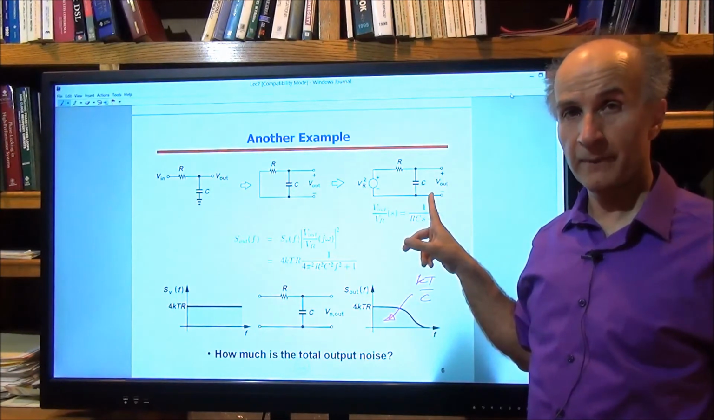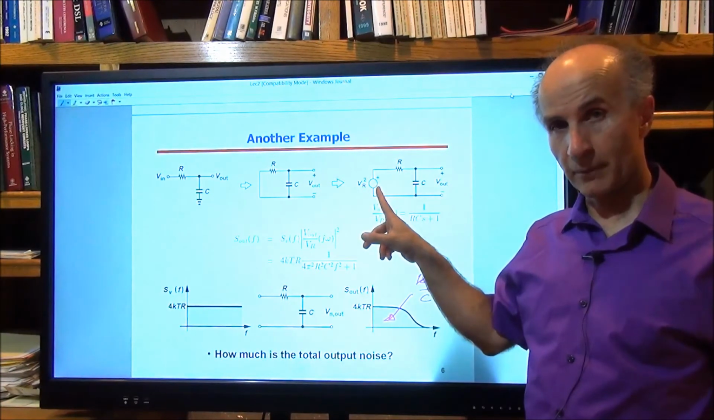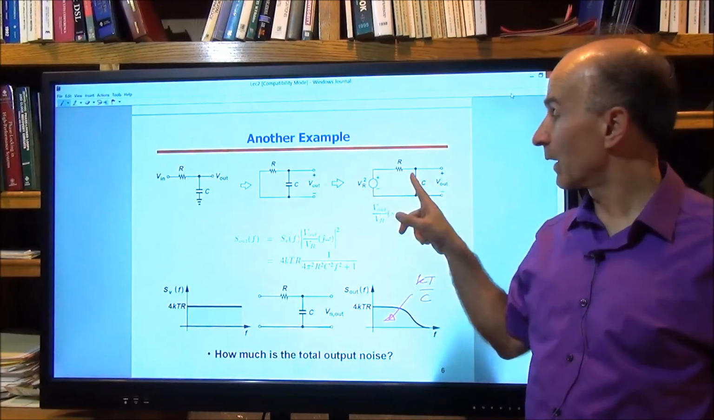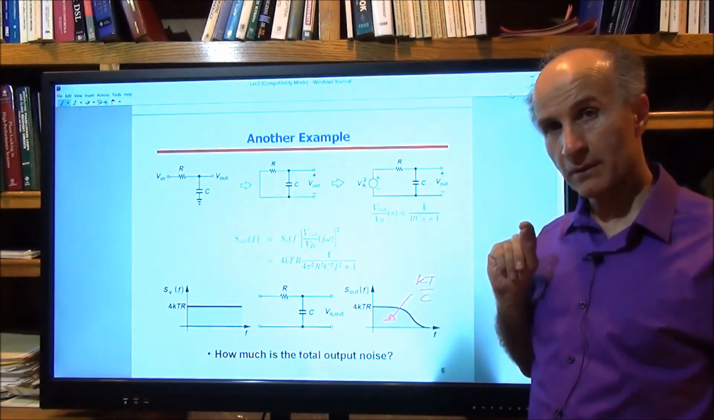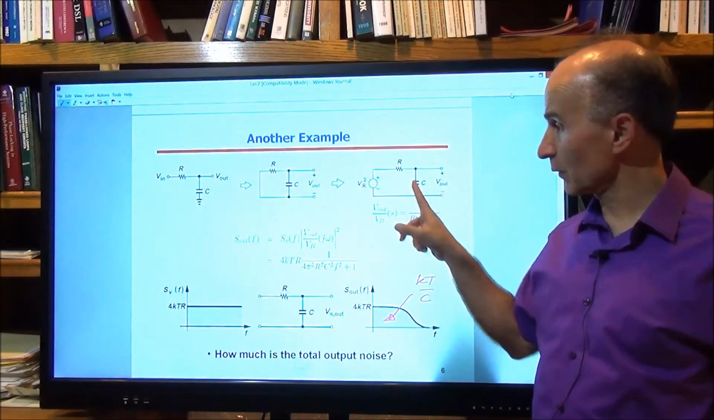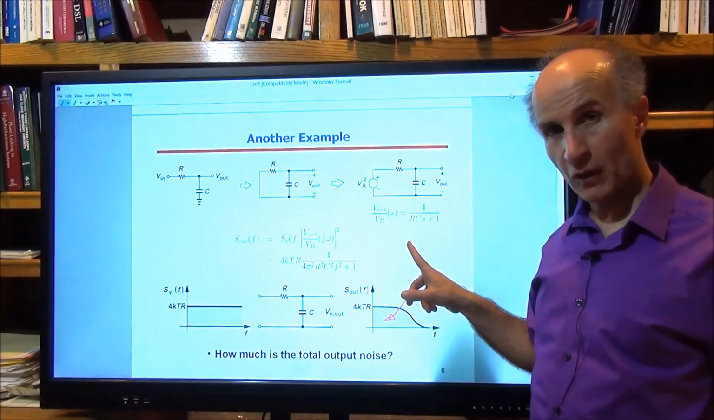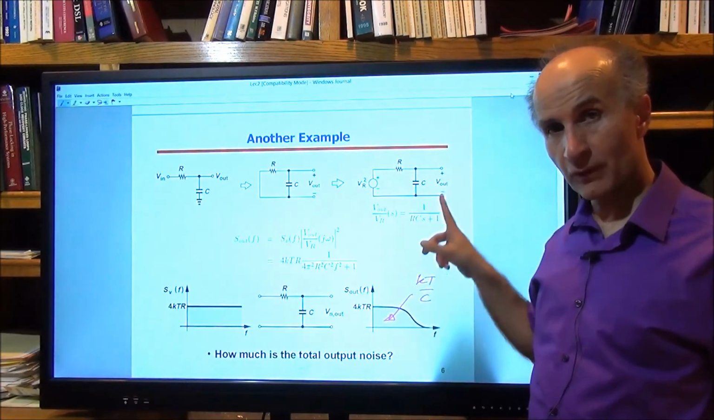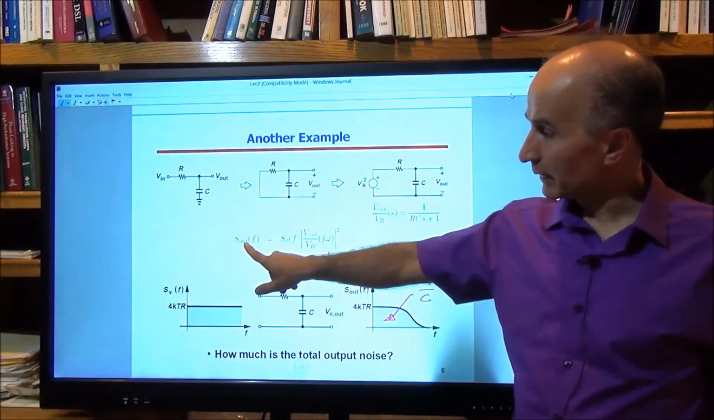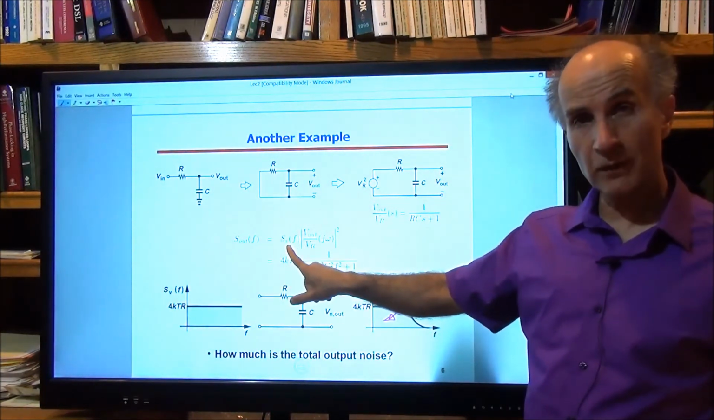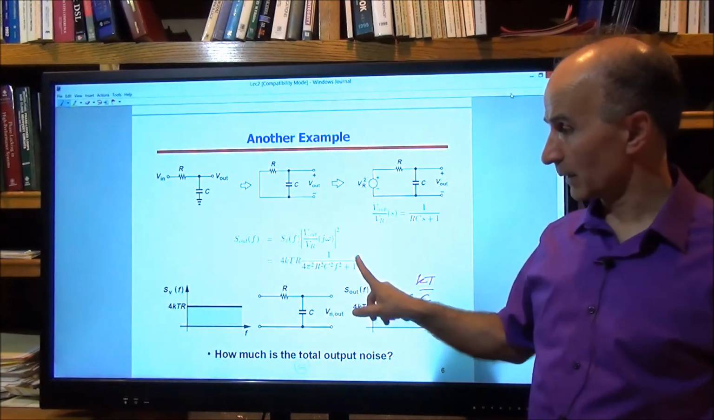The theorem said that the spectrum at the output is equal to the spectrum at the input times the magnitude squared of the transfer function. So the transfer function of this low-pass filter is just 1 over RCs plus 1. We replace s with j omega, find the magnitude of this complex number, and square it. So here's what we have. The output spectrum is given by the input spectrum times the magnitude squared of the transfer function, and that comes out to be like this.